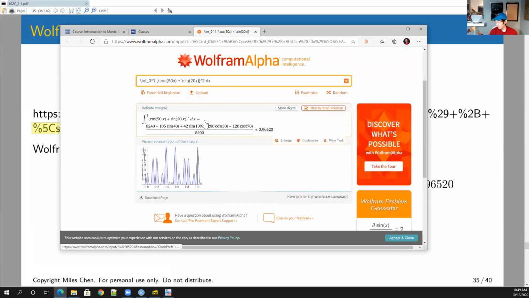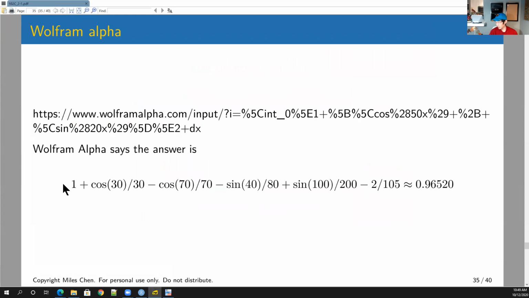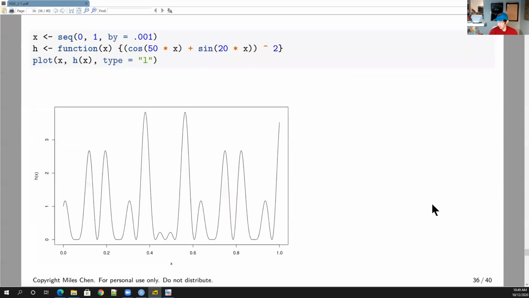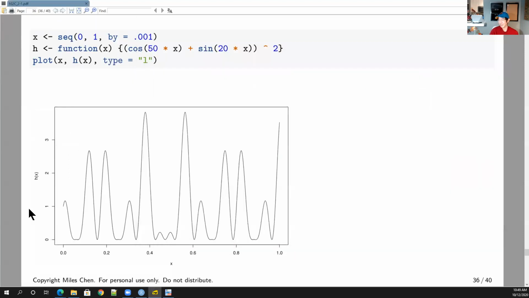Wolfram Alpha says the answer should be 0.96520, and it can be approximated with this. Apparently if you integrate it, you're going to get this. This is what the graph of the function looks like. Our graph matches what Wolfram Alpha shows, so that's good. Basically, I just plug this in, plugging in values of x.